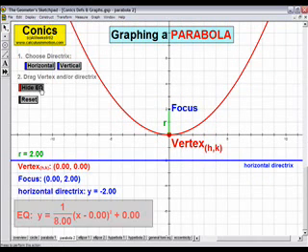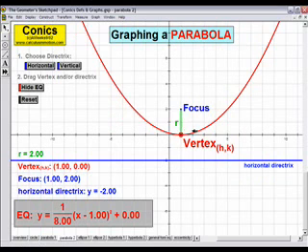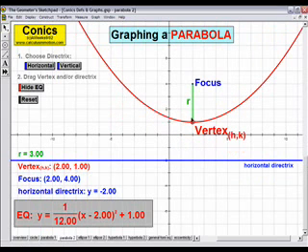Here's an equation. So the vertex is at h and k. Here the vertex is at 0, 0. I can move that along, and you can see how it changes the equation accordingly. So (x minus h) squared plus k. And then what I have out front is 1 over 4 times this distance from the vertex to the focus, or the vertex to the directrix.